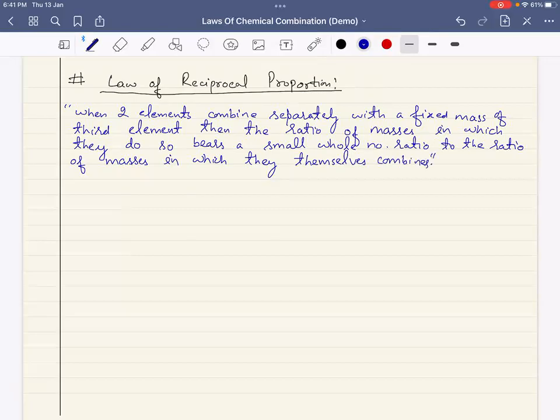Now, this seems to be a confusing definition, but we'll understand it step by step. You'll find it very easy. Now let us take the example of carbon and sulfur. They combine with oxygen. If carbon combines with oxygen, it will form CO2. If sulfur combines with oxygen, it will form SO2. Here in CO2, carbon and oxygen combine in the ratio of 12:32. And in SO2, sulfur and oxygen combine in the ratio of 32:32.